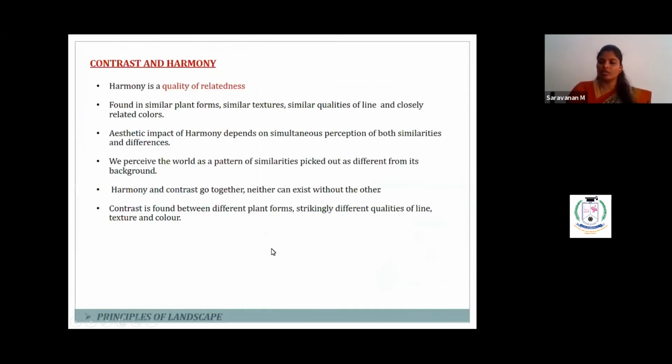And the next is your contrast and harmony. When you see this, harmony is a quality of relatedness. When you see the contrast, we talk about the contrast colors, which will be contrast to one another. So likewise, when we do a landscape, we have the contrast. For example, we are having some flowering trees, and next to the flowering trees, we plan to keep some sculpture or a different contrast color flowering trees, or it can be non-flowering trees. It depends upon the contrast and harmony. Contrast and harmony can go together, and neither can exist without the other. That is what it is.